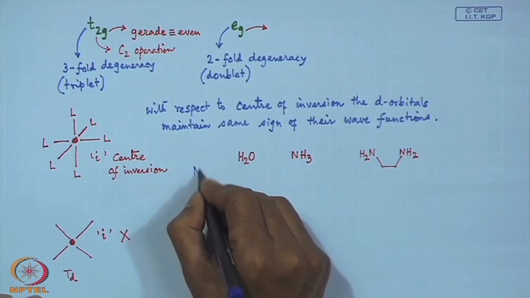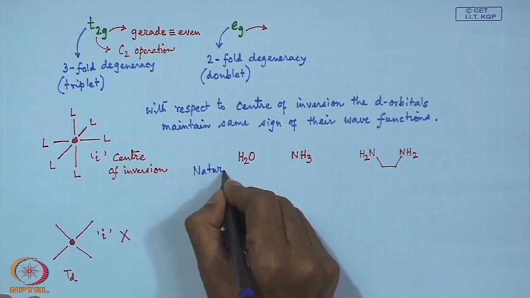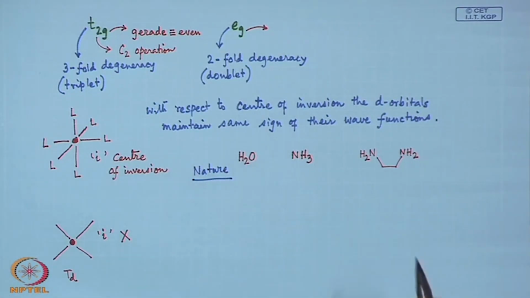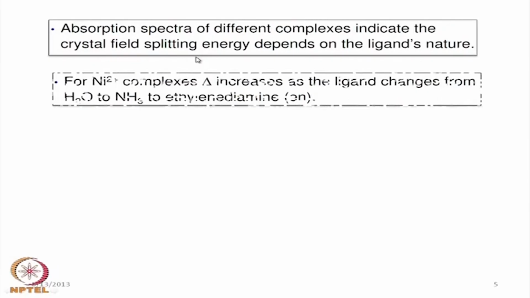So the nature of the ligand is therefore very much important to see the corresponding absorption. So for Ni2 plus complex, delta increases as the ligand is changed from water to ammonia to ethylene diamine. That means we will be increasing the delta value. That we will see, how we can order the different delta values for all these particular spectral changes.